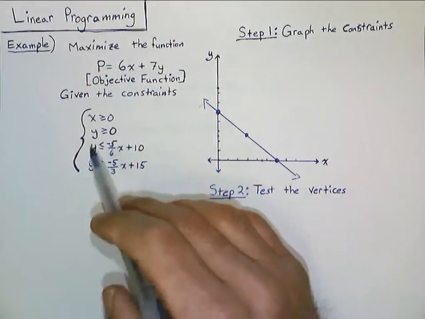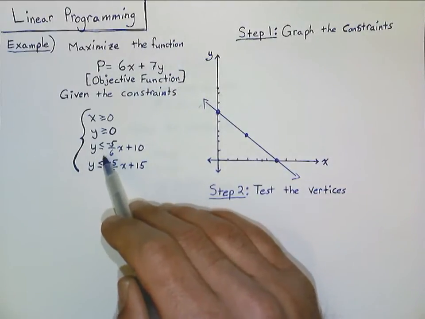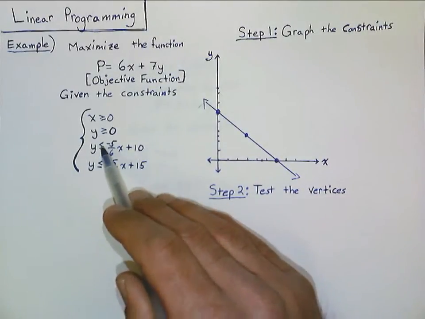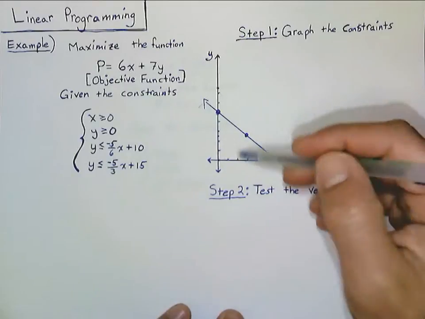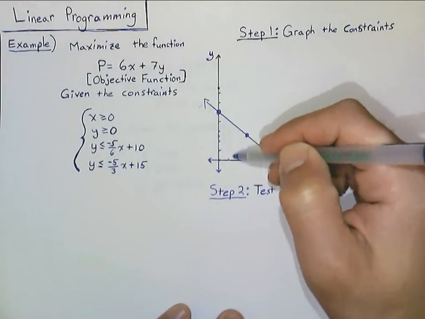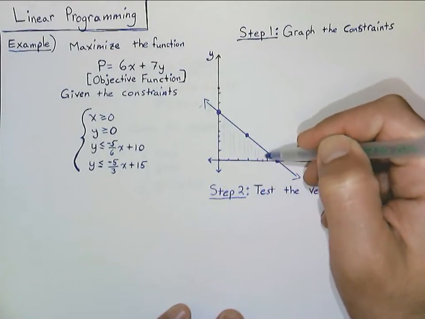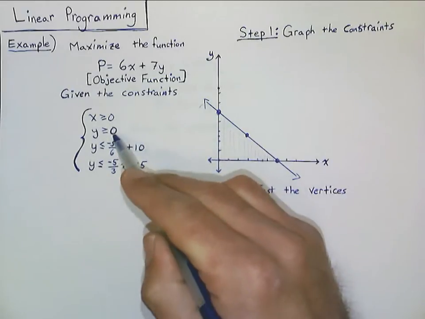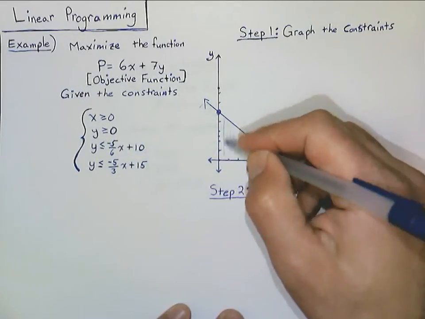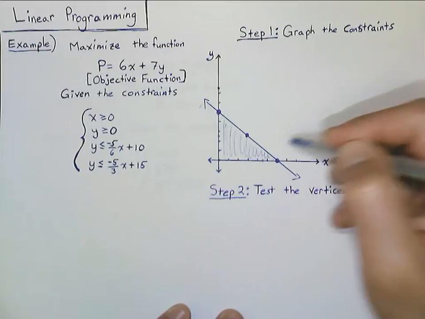And since I want the y's to be less than or equal to this expression, smaller y's are down, so I'm going to shade down this way. I won't go below the x-axis because I also know that the y's have to be bigger than 0. So it's this area right here.